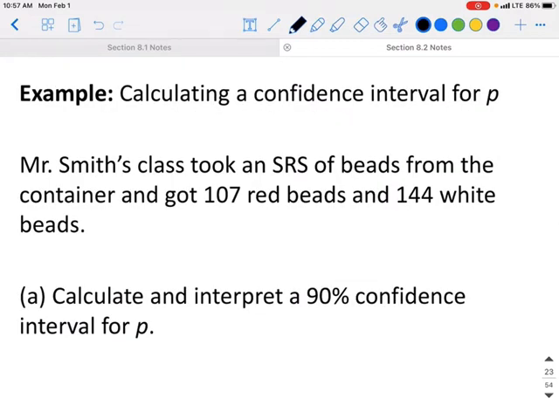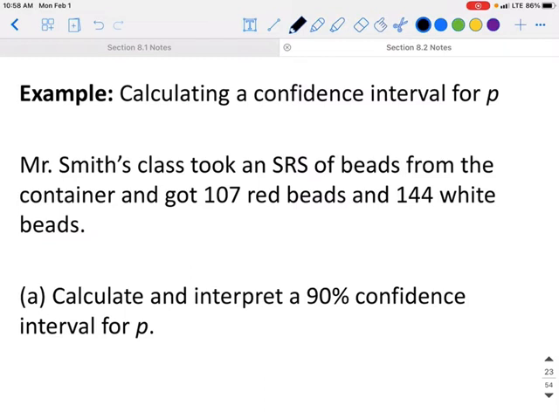Mr. Smith's class took a simple random sample of beads from the container and got 107 red beads and 144 white beads. Calculate and interpret a 90% confidence interval for P. If we're doing a 90% confidence interval, that means 90% of our data is inside, and that means 10% is outside. If we take the 10% and cut it in half, that means we're going to have 5% on each tail.